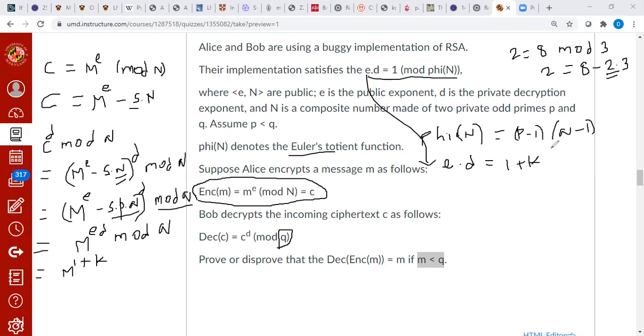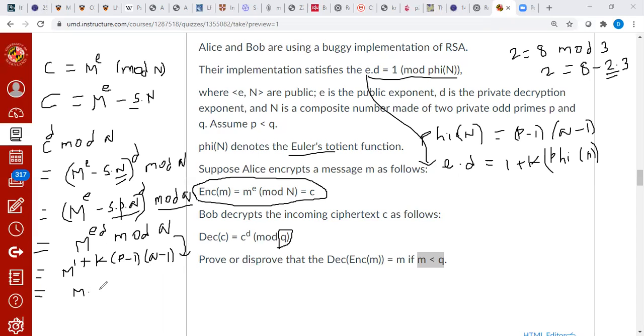That's basically the definition of e times d anyway. So this is basically what we have. And if we plug it in, we get over here e times d is nothing but k times (p minus 1)(q minus 1) plus 1. I already wrote mod q. Now we can just write this as m in mod q. So you have to write the mod q over here.